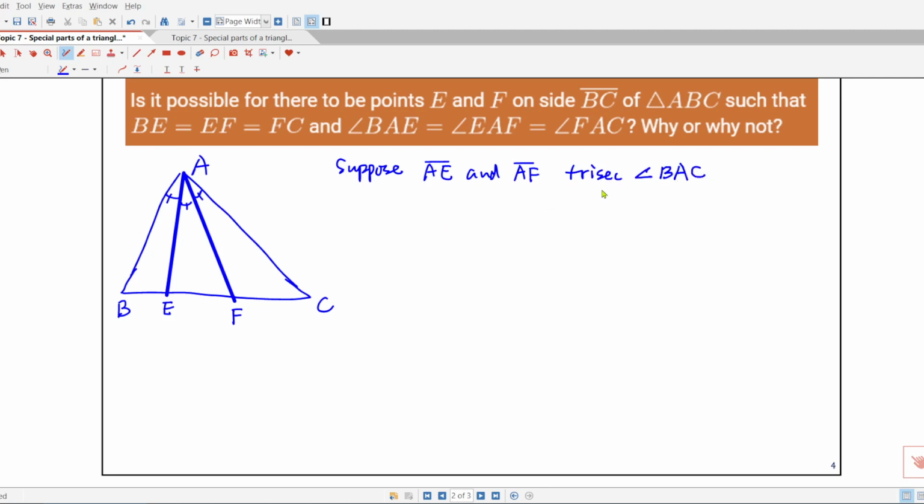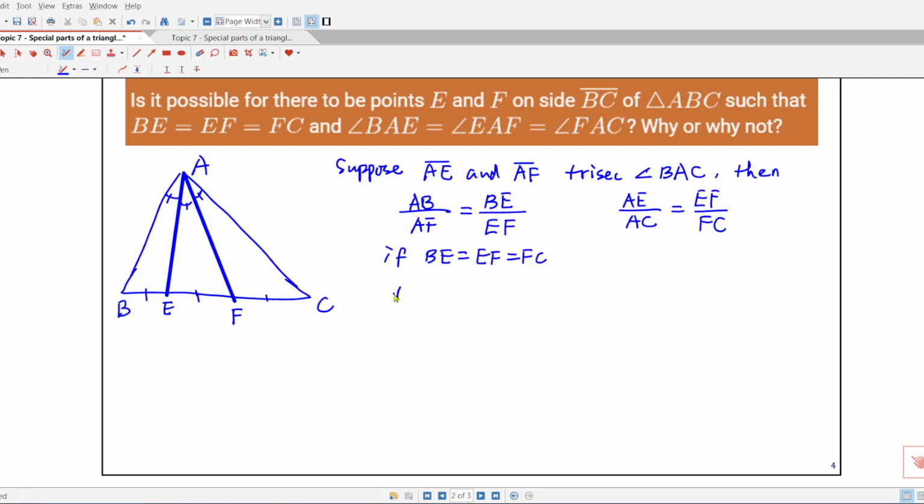angle BAC. Then according to the angle bisector theorem, we have AB over AF should equal BE over EF, right? And AE over AC equals EF over FC, right? Let's suppose BE equals EF equals FC, then we actually have AB over AF equals BE over EF equals 1, right? And of course AE over AC equals EF over FC, which is also 1, right?